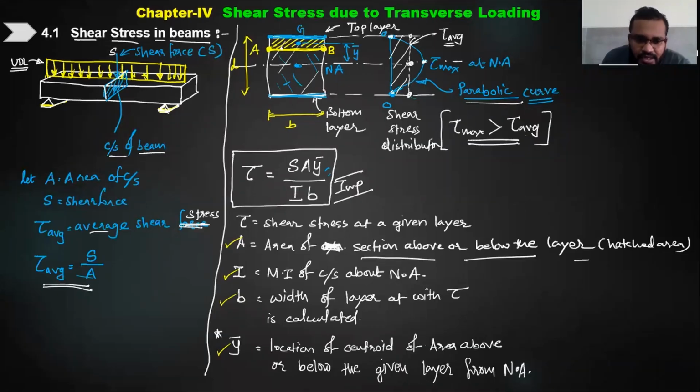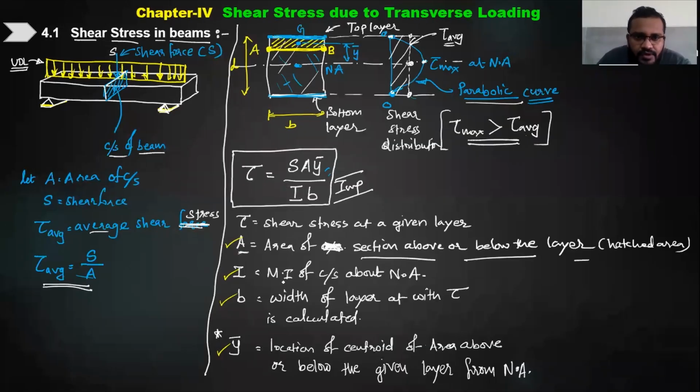We generally go for the smaller area because it involves lesser calculation. But even if you go for the bigger area, which is below the layer AB, still you will get the same answer. I is the moment of inertia of the entire cross section about the neutral axis. This we have been doing in bending stress as well. B is the width of that layer, so whatever the width of AB is, that is B. And y bar is the location of the centroid of the hatched area, or whatever area you are considering, its location from the neutral axis. So these are the terms which are very important, required for calculation.